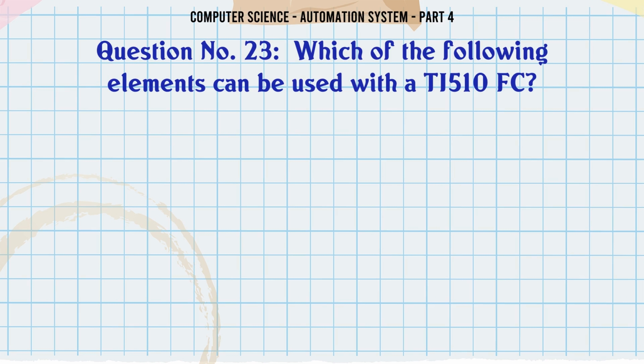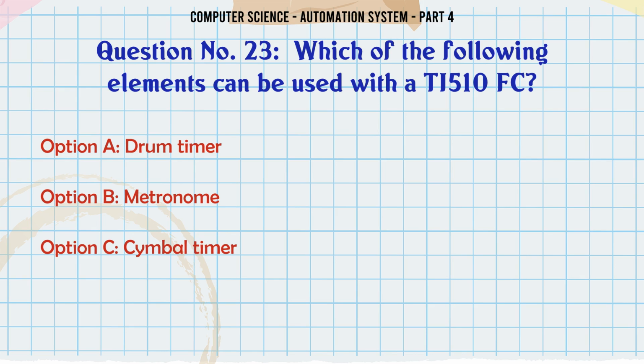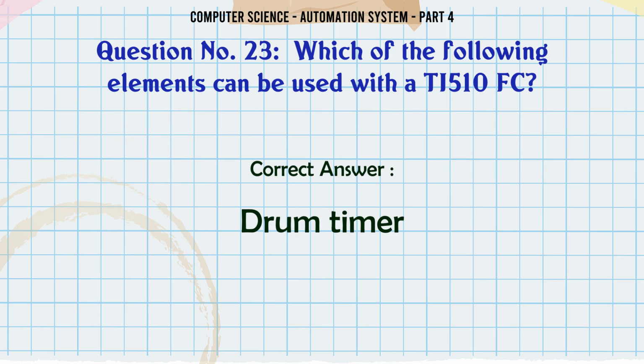Which of the following elements can be used with a TI-510 FC? A. Drum timer, B. metronome, C. cymbal timer, D. flashing light. The correct answer is drum timer.